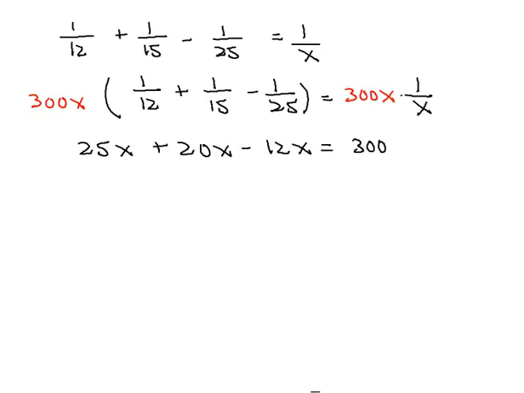Now combining terms on the left hand side, we will have 33x. That will be equal to 300. So x will be equal to 300 divided by 33, and we'll want to change that to a mixed number, which turns out to be 9 and 1/11.